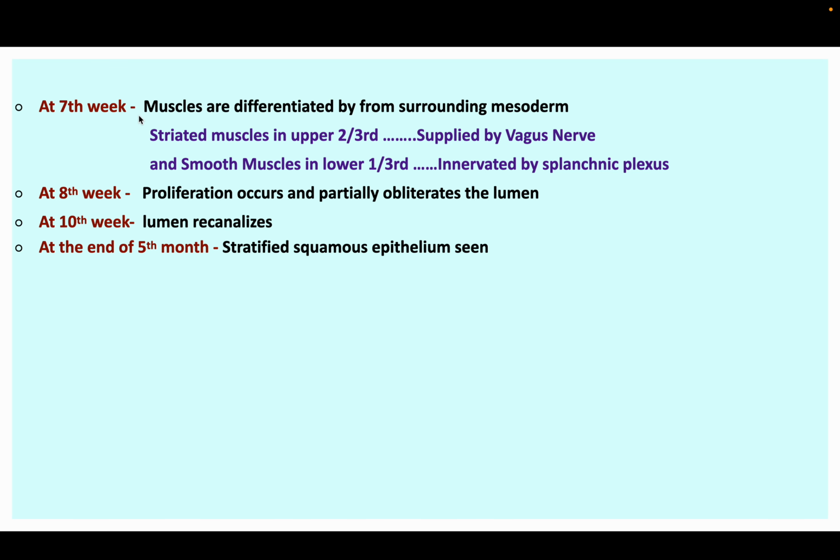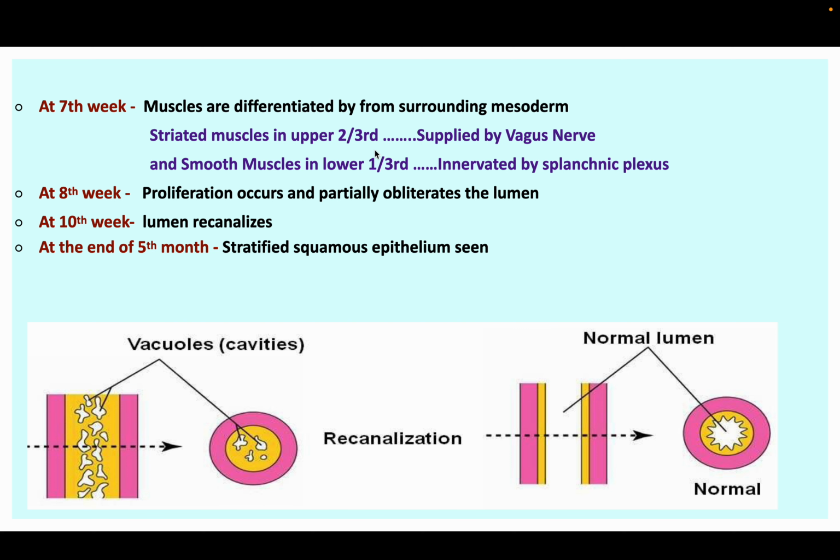Now at the 7th week, the process started from the 4th week. Now at the 7th week, what is happening? The muscles are differentiated from surrounding mesoderm. The striated muscles in the upper two-thirds are supplied by the vagus nerve, and smooth muscles in the lower one-third are innervated by the splanchnic plexus. At the 8th week, proliferation occurs and partially obliterates the lumen, and at the 10th week, the lumen recanalizes, and at the end of the 5th month of intrauterine life, the stratified squamous epithelium is seen.